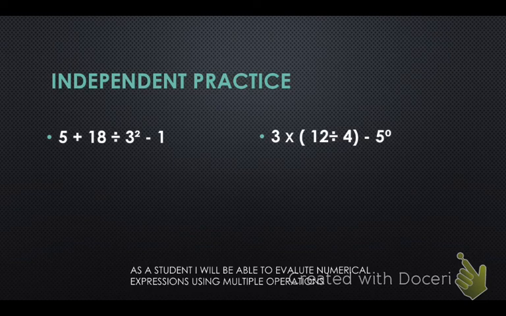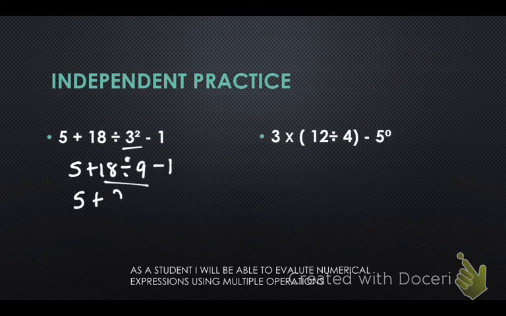Order of operations, should do exponents first. 3 squared is 9, so 5 plus 18 divided by 9 minus 1. We need to go ahead and do multiplying and dividing next, which is dividing. 5 plus 18 divided by 9 is 2 minus 1. Work from left to right. 5 plus 2 is 7. Minus 1 is 6. Answer should have been 6.